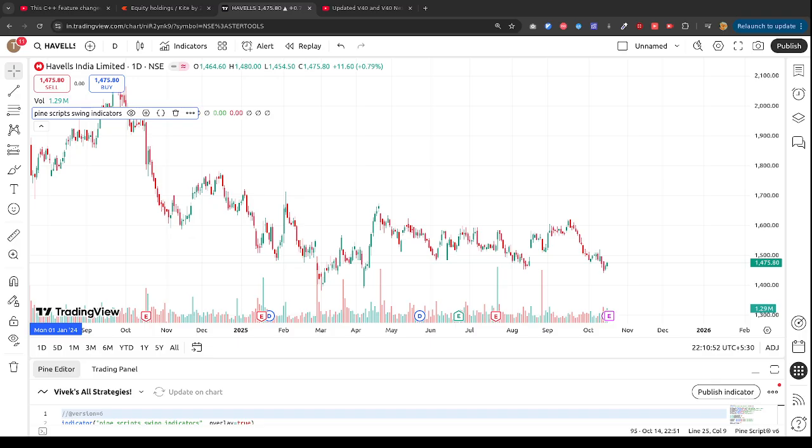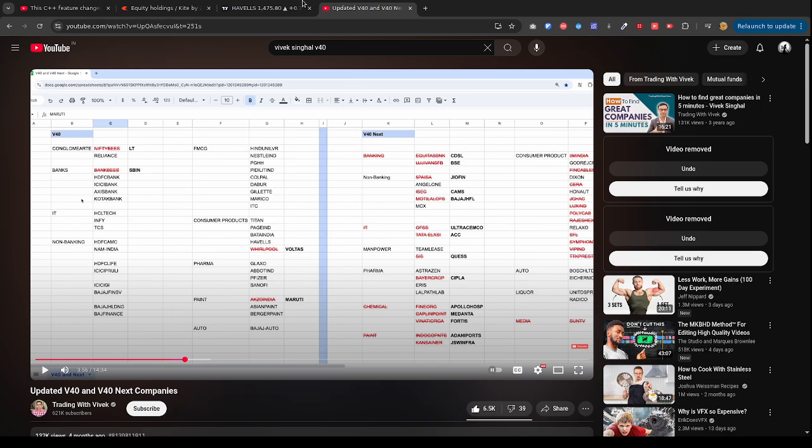So we do know that Vivek Singhal has his 80 companies divided into two groups, which are V40 and V40 Next. Now he has actually taught us how to use the indicators, but what if we can use the indicators in a better format? Suppose let's go to a V40 company. As you can see, Havells is a V40 company under consumer product section.